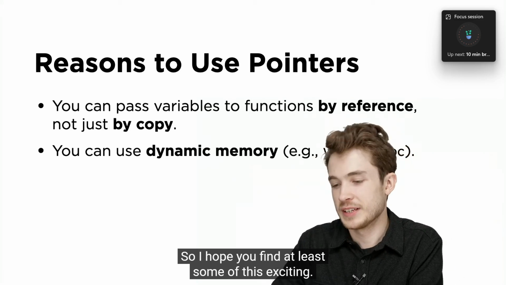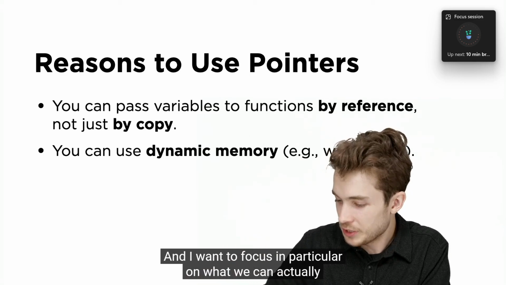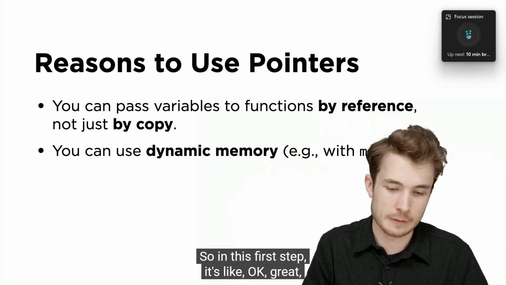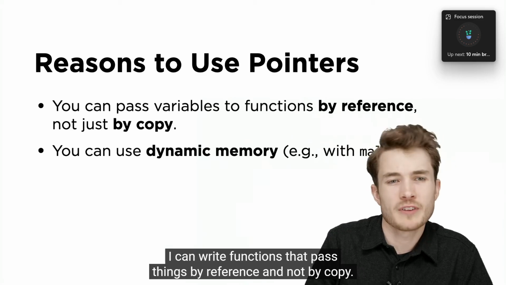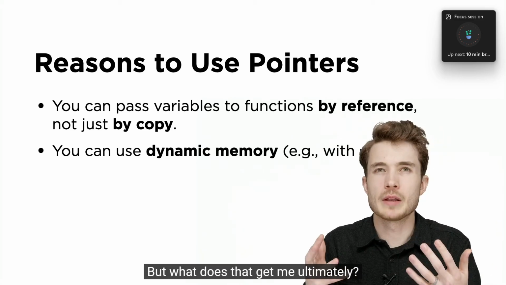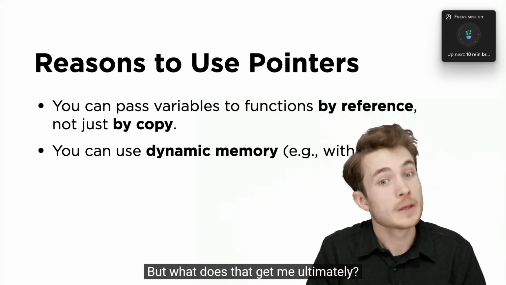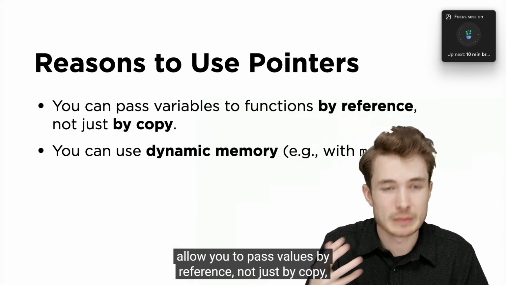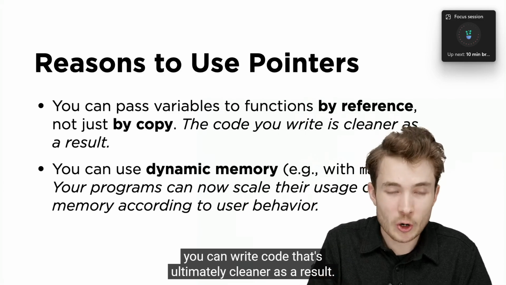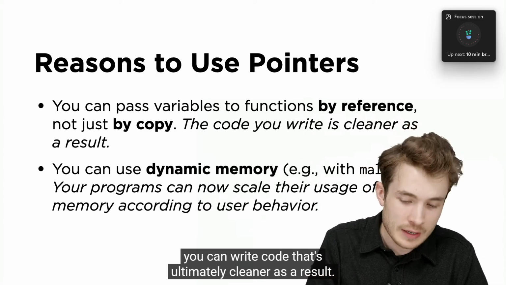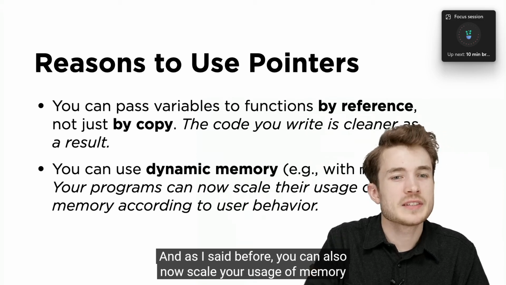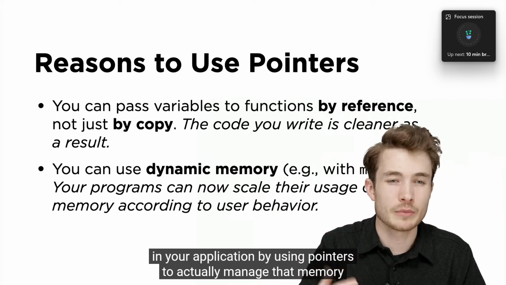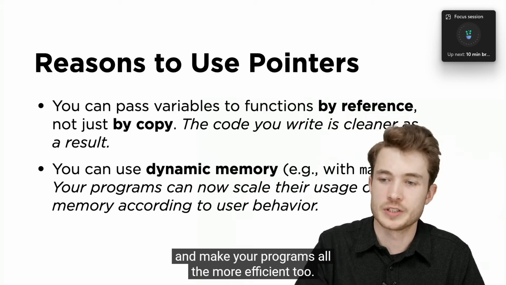So I hope you find at least some of this exciting. And I want to focus in particular on what we can actually do because of this. In this first step, it's like, OK, great, I can write functions that pass things by reference and not by copy. But what does that get me ultimately? Well, ultimately, if you write functions that allow you to pass values by reference, not just by copy, you can write code that's ultimately cleaner as a result. And as I said before, you can also now scale your usage of memory in your application by using pointers to actually manage that memory and make your programs all the more efficient too.